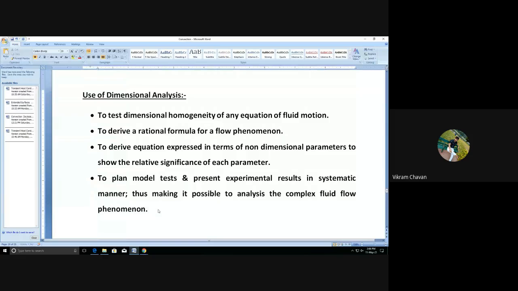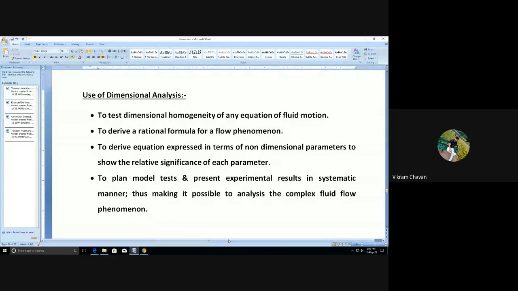and present experimental results in a systematic manner, thus making it possible to analyze the complex fluid flow phenomena.